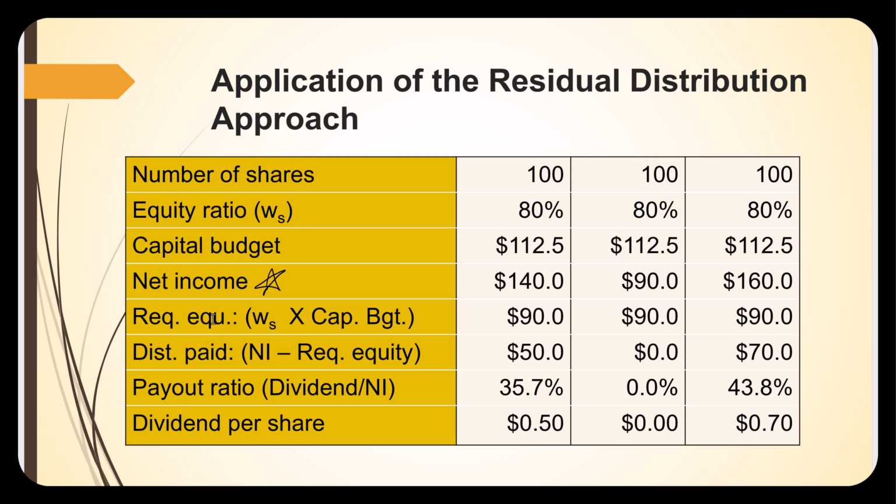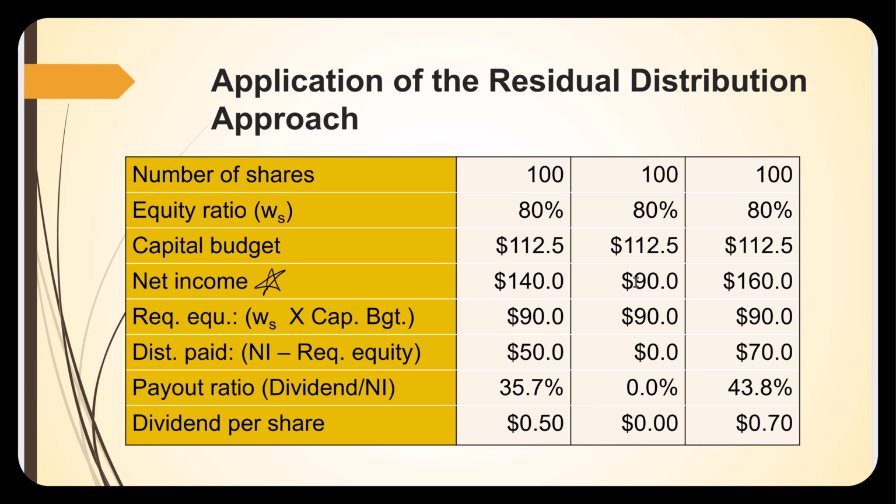How much equity do we need to pay for this capital budget? Well, it's the weight. In this case, it was 80% times 112. That means we need $90 million worth of equity. So how are we going to pay this out? We have net income of 140. We need 90 of that for the capital budget. That leaves us with 50 million. So now we have, in this case, a payout ratio of 35.7% or a 50 cents per share dividend.